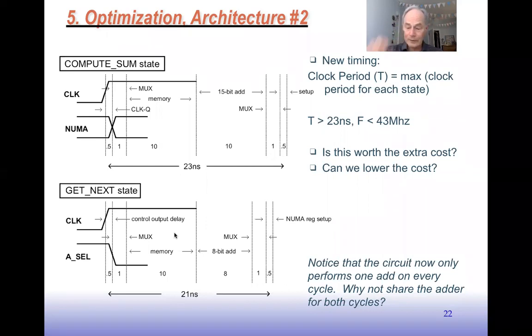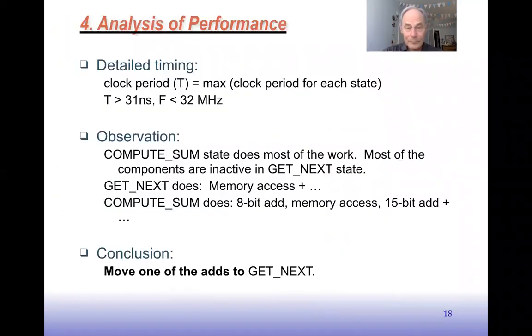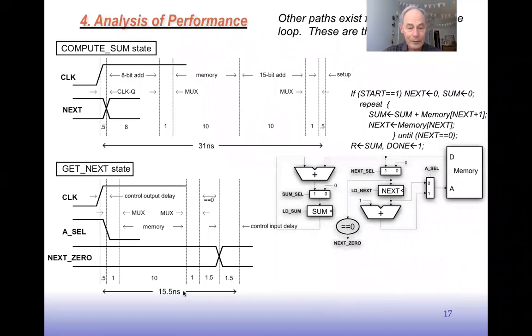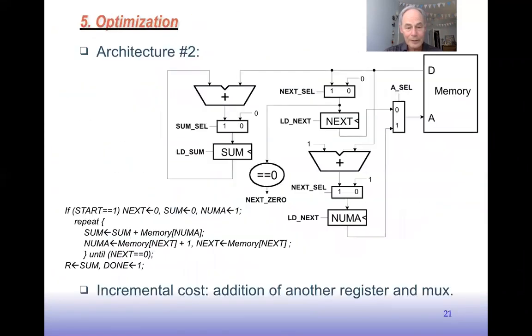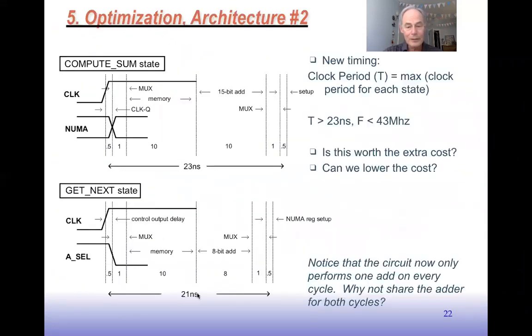That's 21 nanoseconds. So we went from, if we go back to here, we had 31 and 15.5, and now we have 23 and 21. So they're much more balanced. So you'd expect this to be a more optimal design and higher performance, and it is. So new clock period now is 23 nanoseconds. So the frequency went up to 43 megahertz.